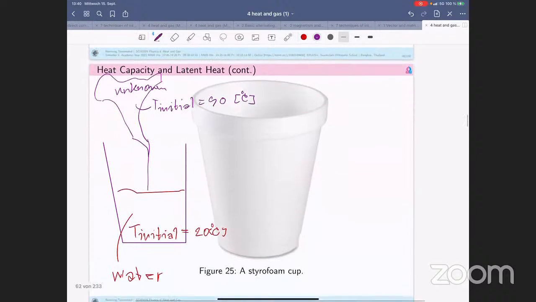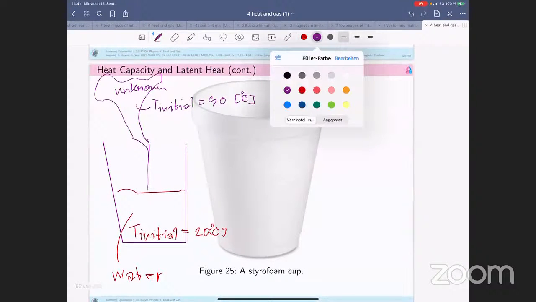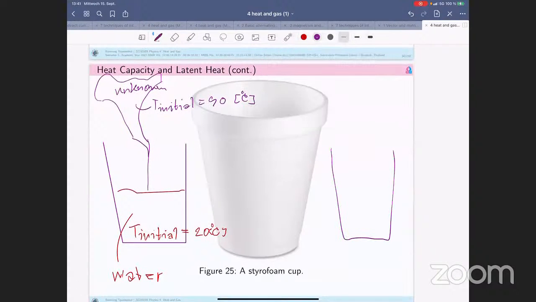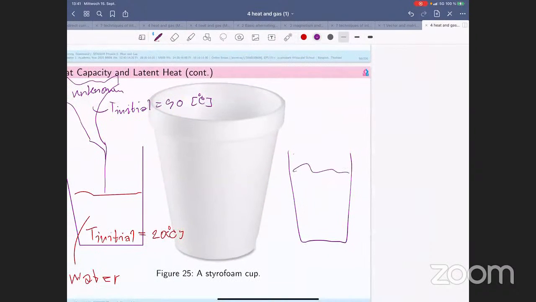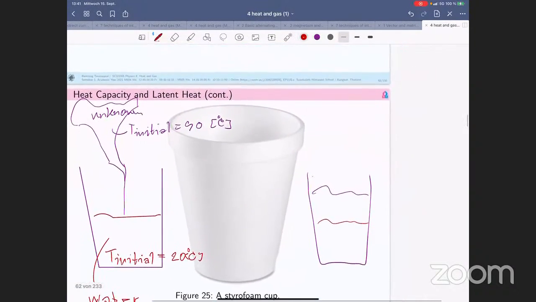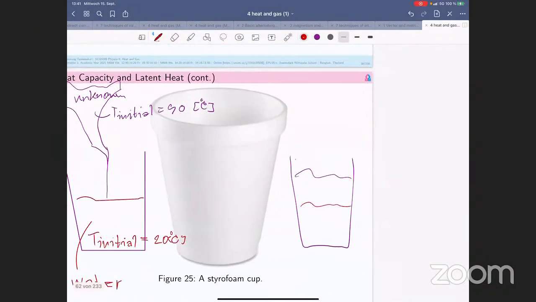Okay, and yeah, after that we get the result, right? And all of these things will stay together in the water and stuff inside the glass, and they would like to know T final, right? T final. All right, so what is the final temperature?